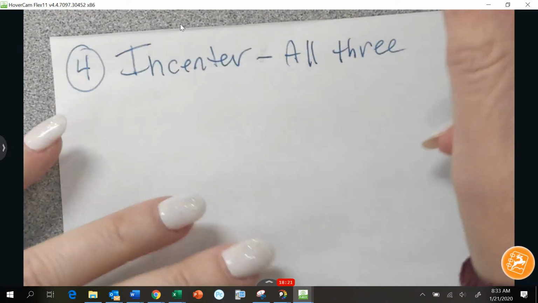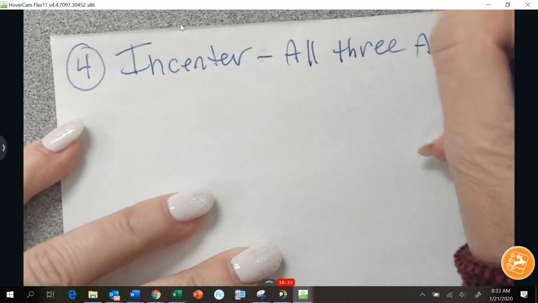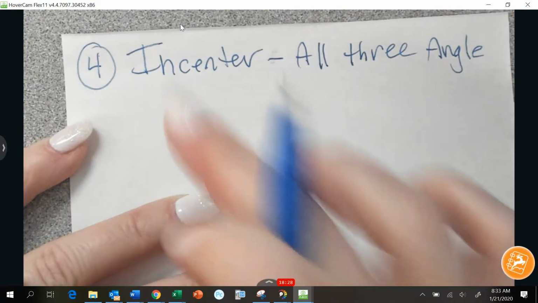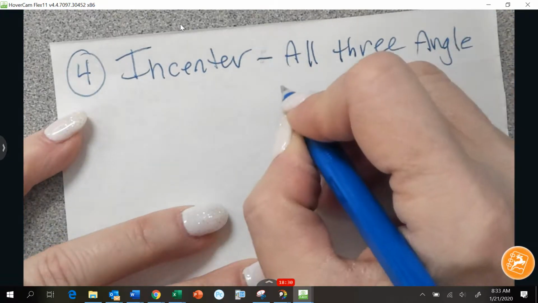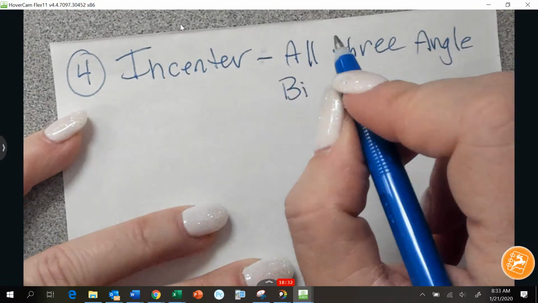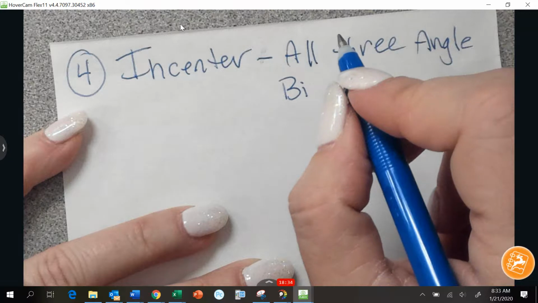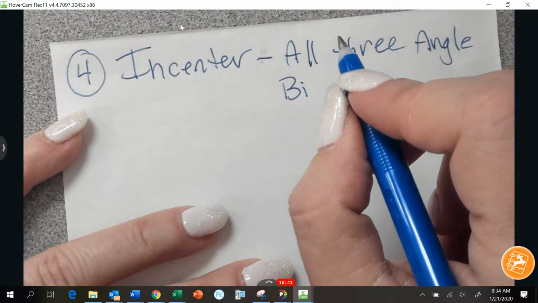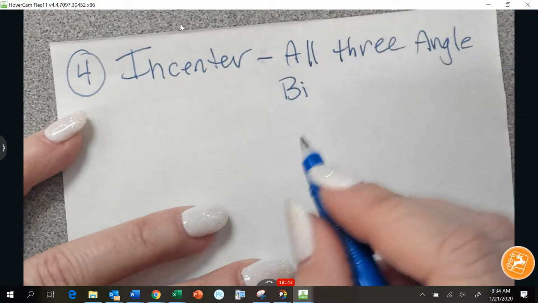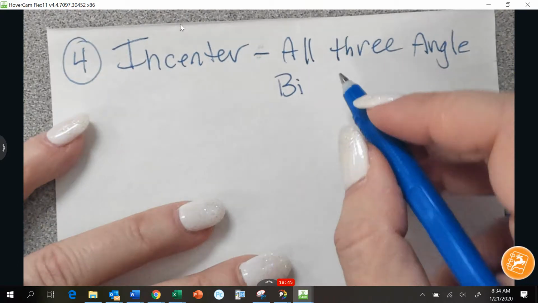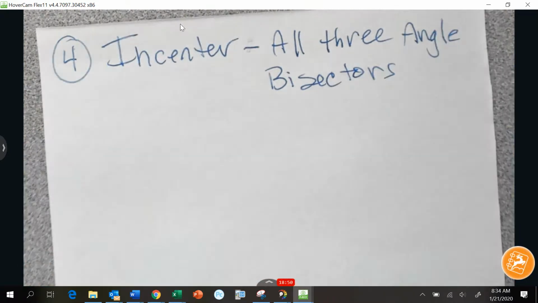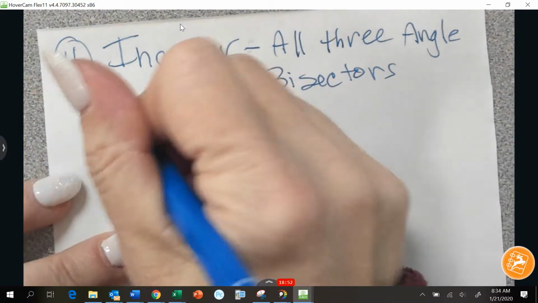Angle bisectors. Now, if you need your vocab sheet, we're adding in-center on it. What's the other one? Are there any others that aren't on there? Is in-center on there? Is it not in-center and circumcenter? I thought I added those, but maybe it didn't print. Maybe I printed out an old one. So all three angle bisectors is the in-center.